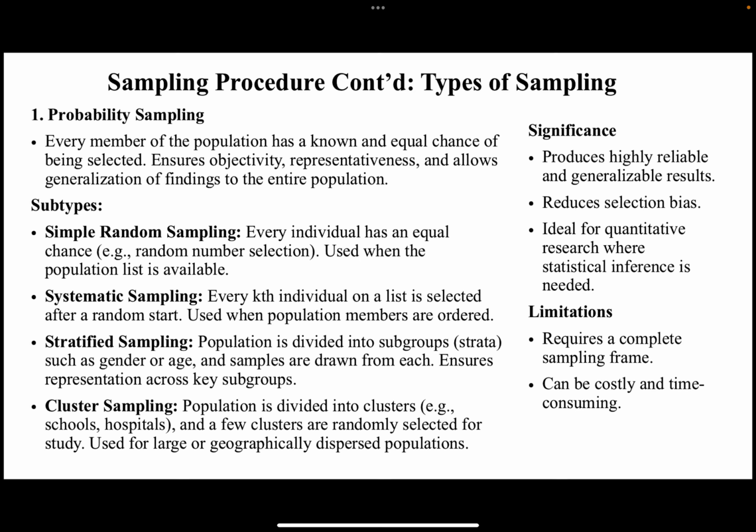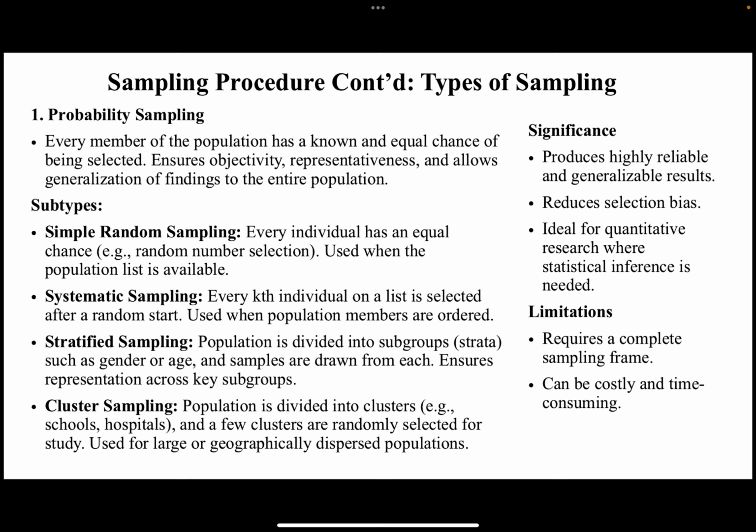Now, the last subtype of probability sampling is cluster sampling. Cluster sampling is very simple. In cluster sampling, the population is divided into clusters, such as schools, let's say hospitals, or communities. With cluster sampling, instead of selecting individuals, we randomly select the entire cluster.